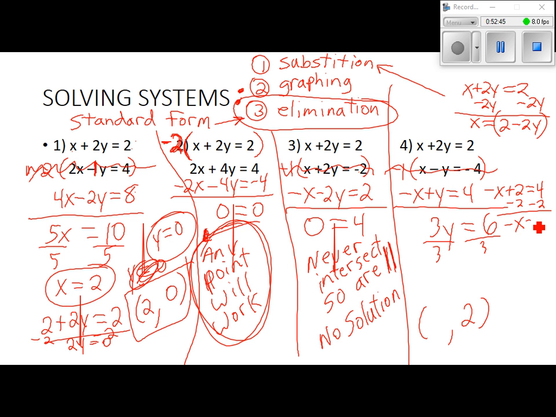Negative x equals 2. Is that our answer, 2? No. It's negative 2, because you divided by negative 1. So divide both sides by negative 1. So x equals negative 2. Where do these two lines cross then? Negative 2, 2. Negative 2, 2.